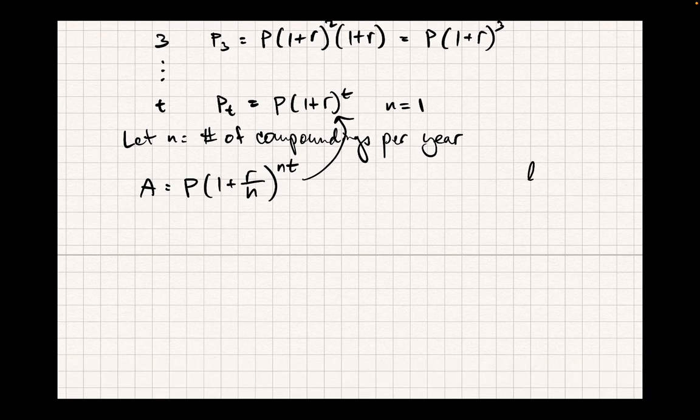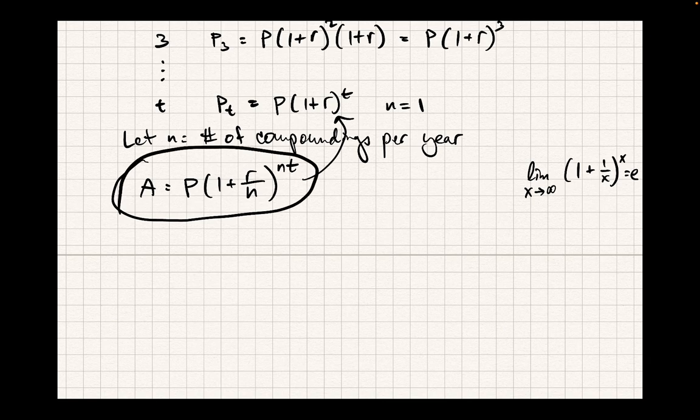So we know that the limit as x approaches infinity of what was our formula from Desmos? 1 plus 1 over x, to the x, equals e, right? So as x gets bigger and bigger, we get closer and closer to e. So let's try to reform our formula into e. Let's see what happens when we get more and more frequent.